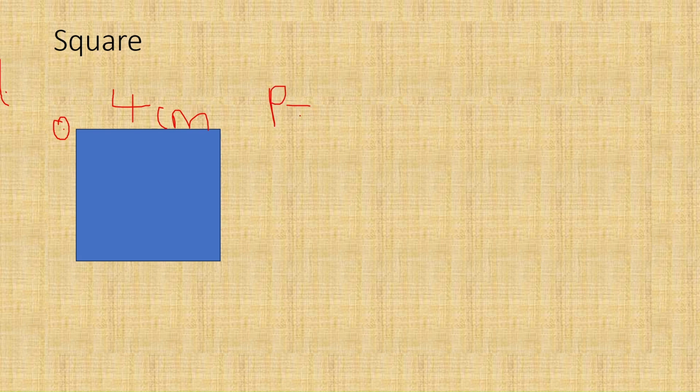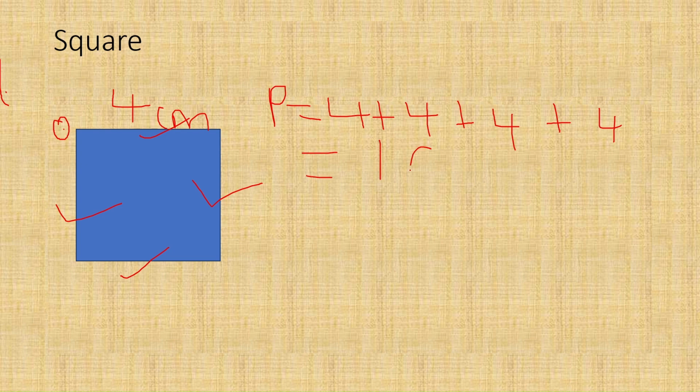So perimeter is equal to 4 plus 4 plus 4 plus 4, which will be 16. Always remember to put units at the end so that you don't lose easy marks in exams.